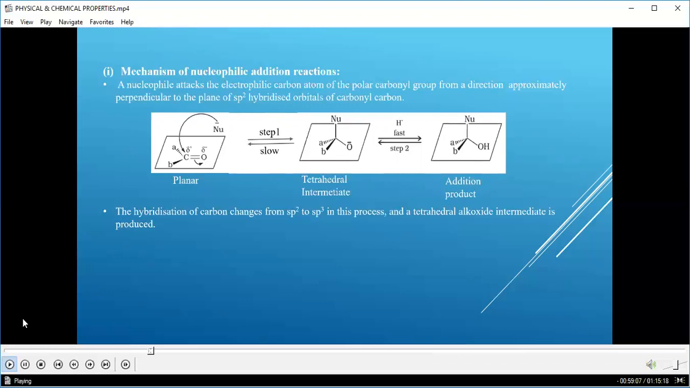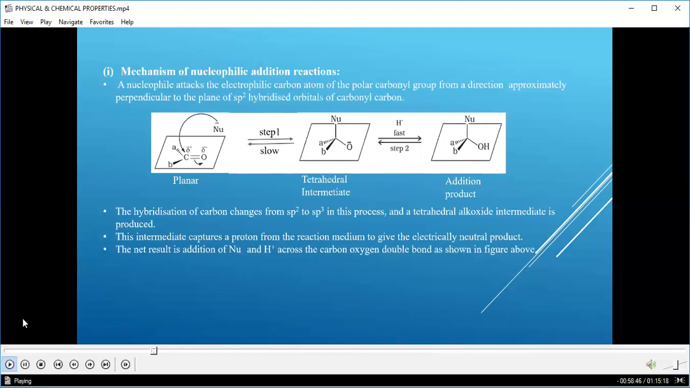The hybridization of carbon changes from sp2 to sp3 in this process, and a tetrahedral alkoxide intermediate is produced. This intermediate captures a proton from the reaction medium to give the electrically neutral product. The net result is the addition of a nucleophile and a hydrogen ion across the carbon-oxygen double bond, as shown in the figure above.